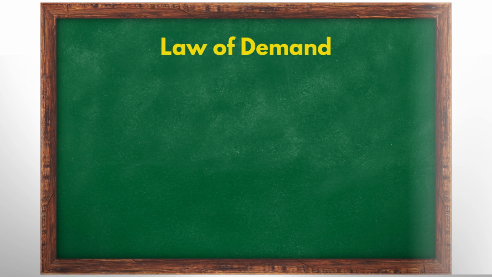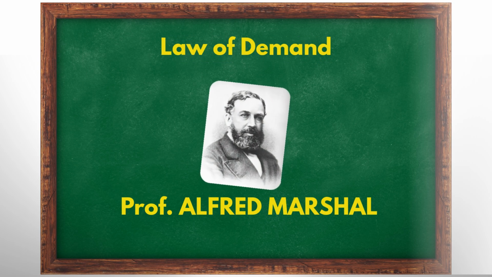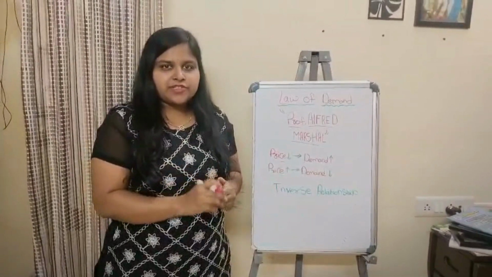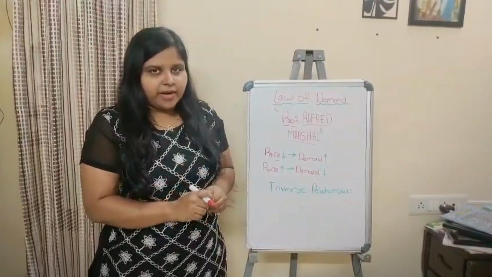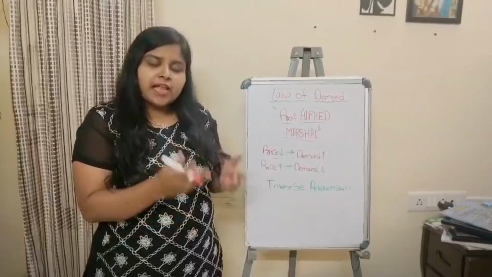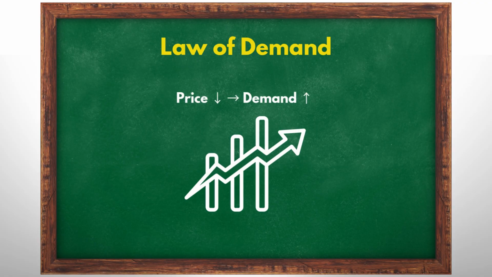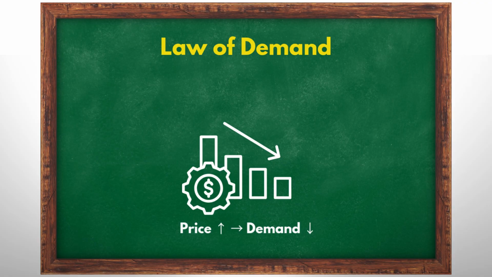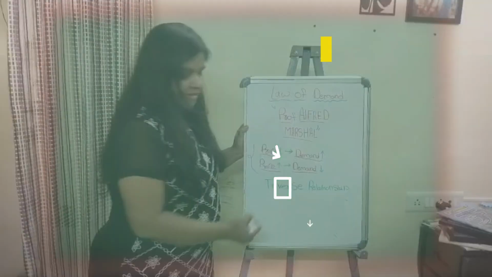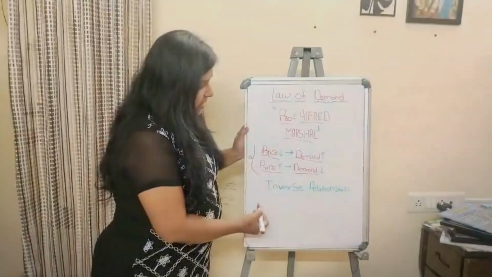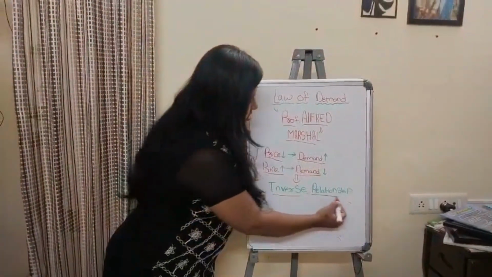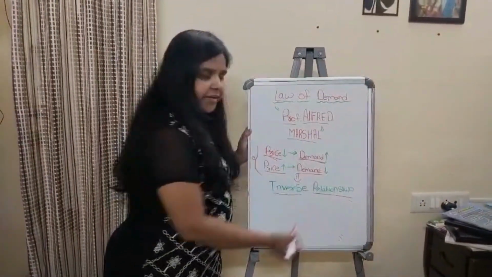Law of demand. According to Professor Alfred Marshall, other things being equal, the higher the price of a commodity, the less the quantity demanded, and the lower the price of a commodity, the larger the quantity demanded. Now we can see this with the help of this equation. When the price is on the higher side, the demand for that commodity decreases. But when the price of a commodity is on the lower side, the quantity demanded for that product increases. So this equation represents an inverse relationship between the price and the quantity demanded.